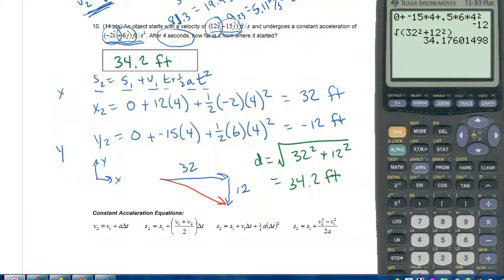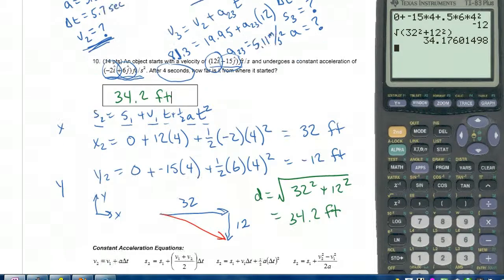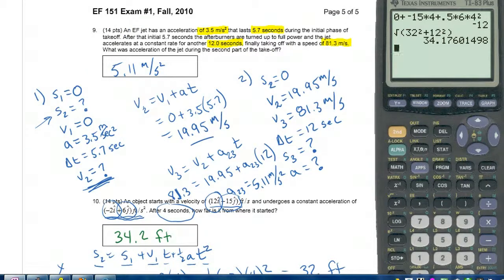Okay, so we have worked through the entire exam now. I would encourage you to then go back and check all the problems to make sure you've got numbers that sort of make sense. So let me do that real quickly here. How far is it from where it started? Okay, so we have units of feet, and we have a number that's the distance. Again, rounded to 3 significant figures.